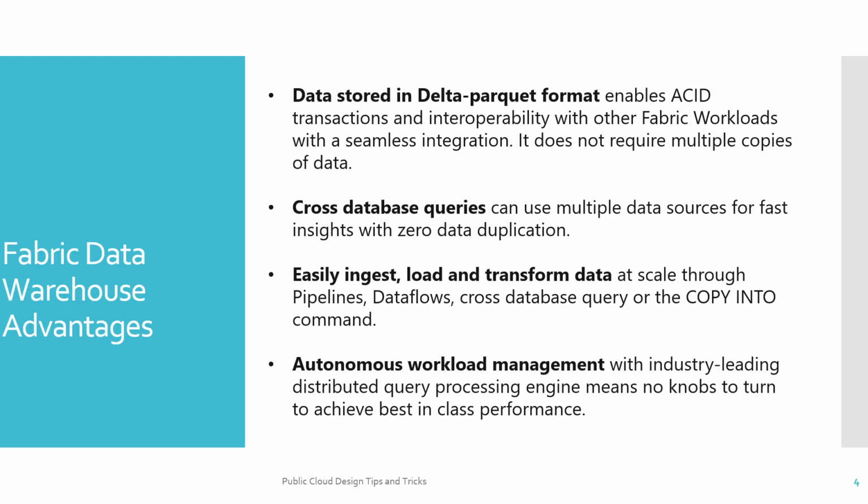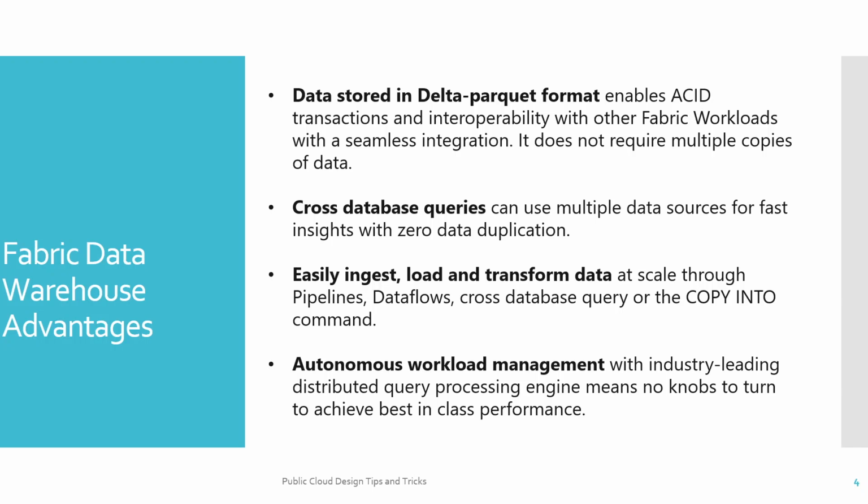Now, what are the advantages of using Fabric Data Warehouse? There are many, so let's discuss one by one. Data is stored in Delta Parquet format. What it does is enable ACID transactions and interoperability with other Fabric workloads with seamless integration. Within the SaaS umbrella, you have other solutions and workloads, so there is easy, seamless integration across the workloads using Delta Parquet format. It does not require multiple copies of data. So that's the first point.